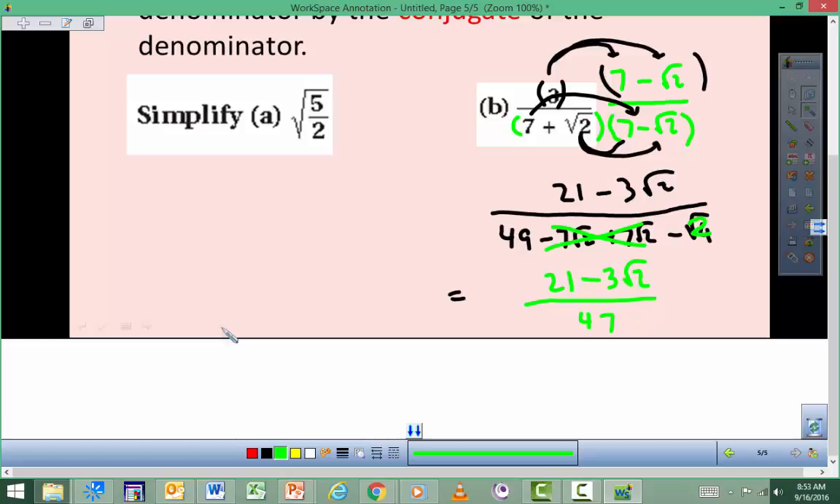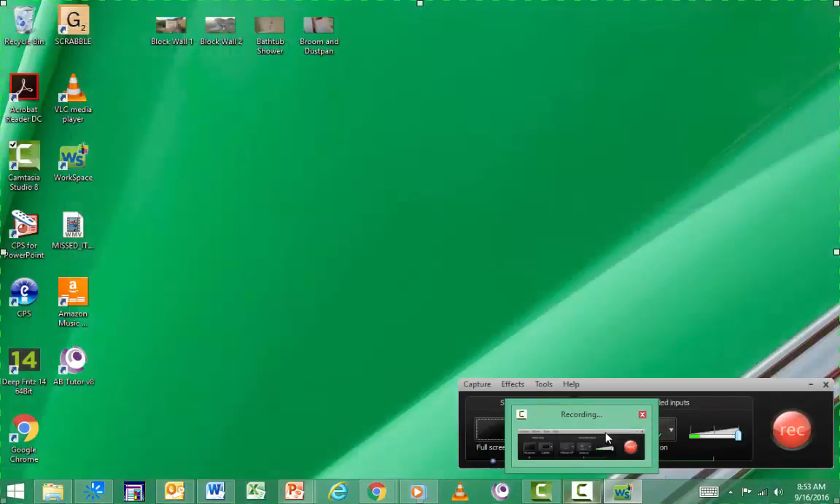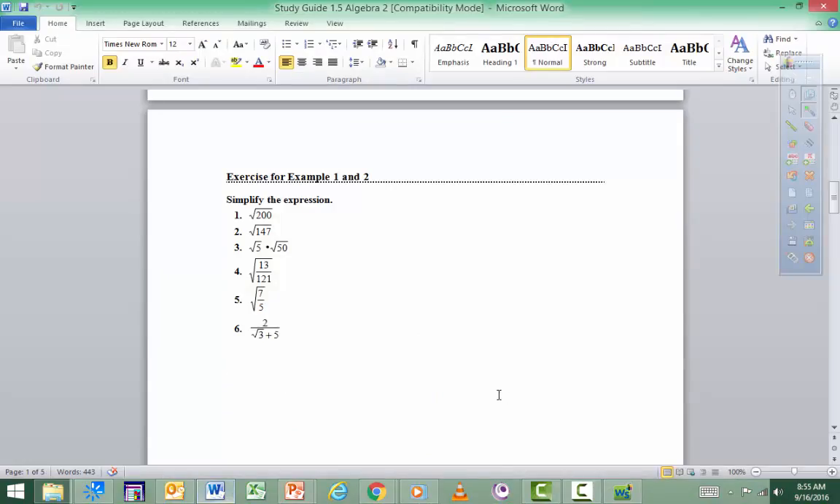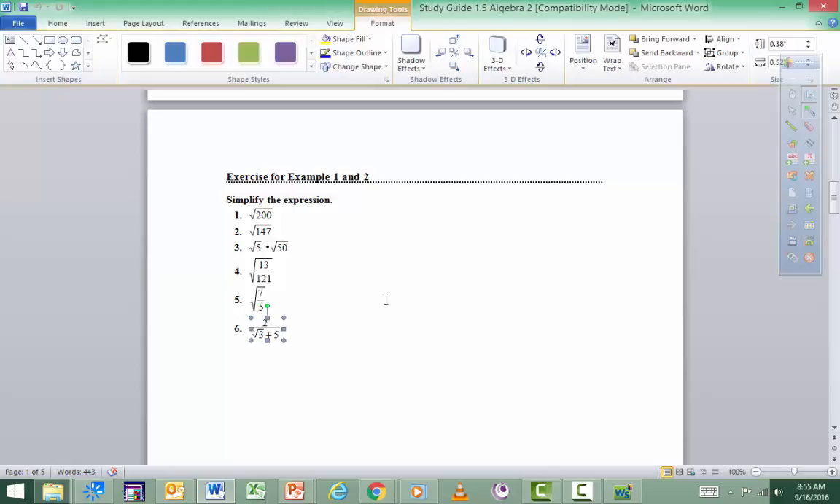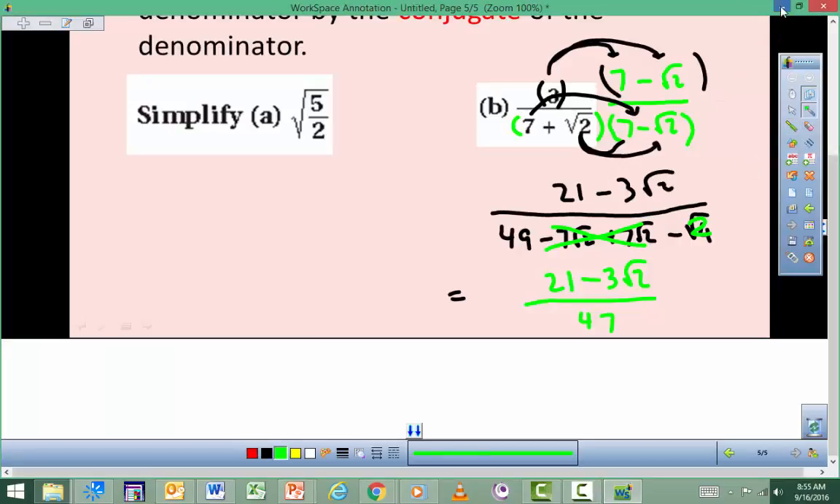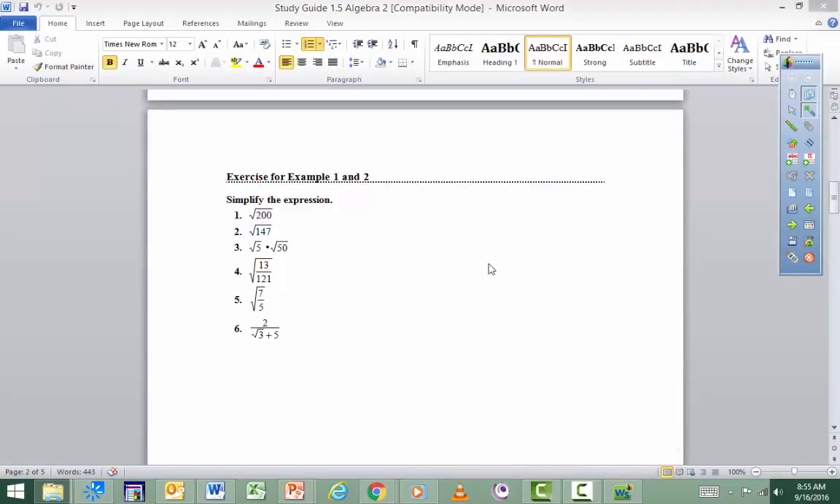Now that you've seen how to do this problem, that's how you rationalize the denominator. I want you to go ahead and do number 6 now on your study guide. Everybody do number 6. I'm going to pause the video for a moment. Okay, so number 6 on your study guide. Just real quick, I'll see if you get the same answer I get.